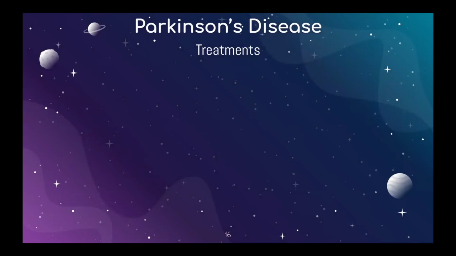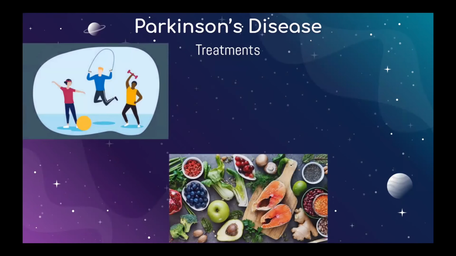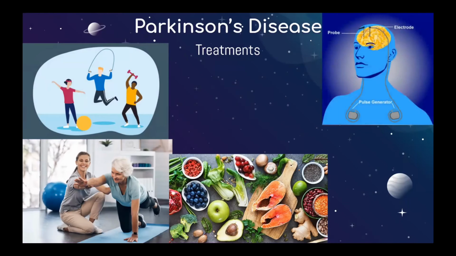Let's end with ways to treat and prevent Parkinson's disease. One important method that helps treat Parkinson's and prevent it, like it helps with many other health problems, is exercise, as well as a healthy diet. One can also go to physical therapy to improve muscle movement or have surgery, specifically deep brain stimulation, where shocks from electrodes are sent in the brain to help stimulate nerves.